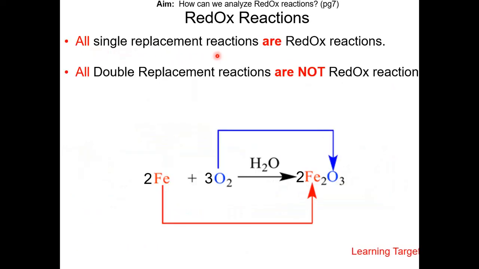All single replacement reactions are redox reactions. All double replacement reactions are not redox reactions. Later on in the lesson, we will look at examples to prove this.